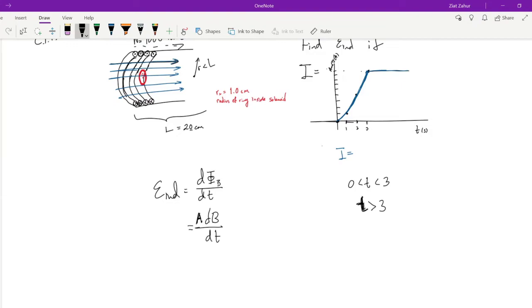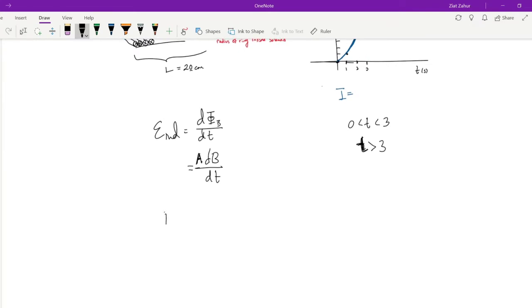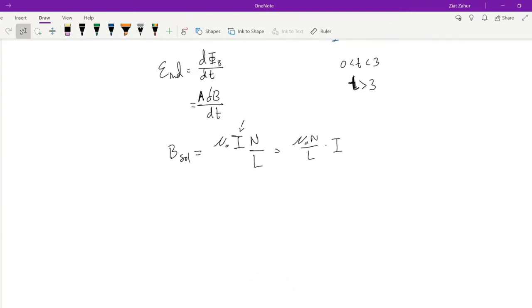B is equal to mu times I times N over L. So B inside a solenoid, B sol, is equal to mu naught, the permeability of free space, times I times loops per length. Except our B is changing based on the fact that I is changing, right? So let's write mu naught N over L and then I. So this would mean that the induced voltage is a function of mu naught times area times N, the amount of turns, the loops, divided by L, the length of the solenoid.